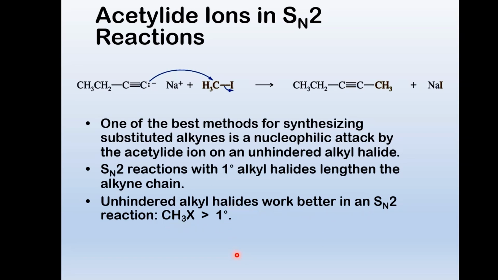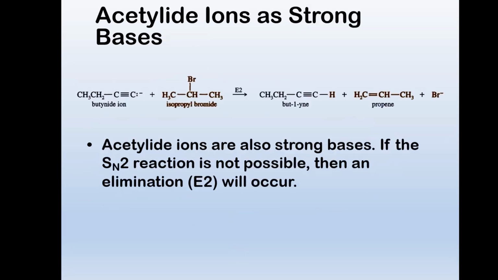So what else do strong bases do? Elimination reactions can occur. So notice this thing here, we say to ourselves, oh, let me make this branched alkyl group, attach it here, and we don't see our substitution occurring. So if the SN2 reaction is not possible, then elimination will occur.